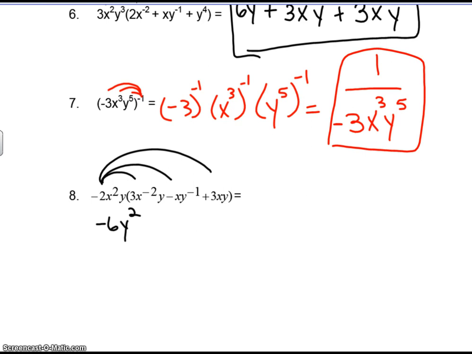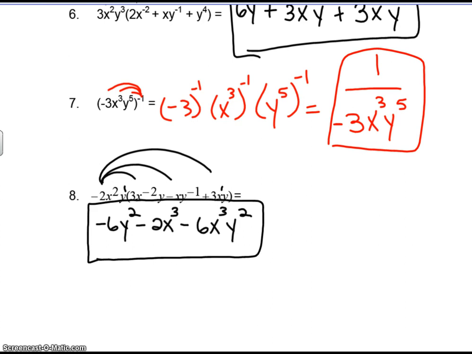And then we've got negative 2 x to the 3rd power, and then the y to the 1st power times y to the negative 1, that goes to y to the 0 again, so that goes away. And then negative 2 times 3 is negative 6. X squared times x is x cubed. And then y times y is y squared. So you just need to keep everything straight and really watch the multiplication and the laws of exponents when you're multiplying.